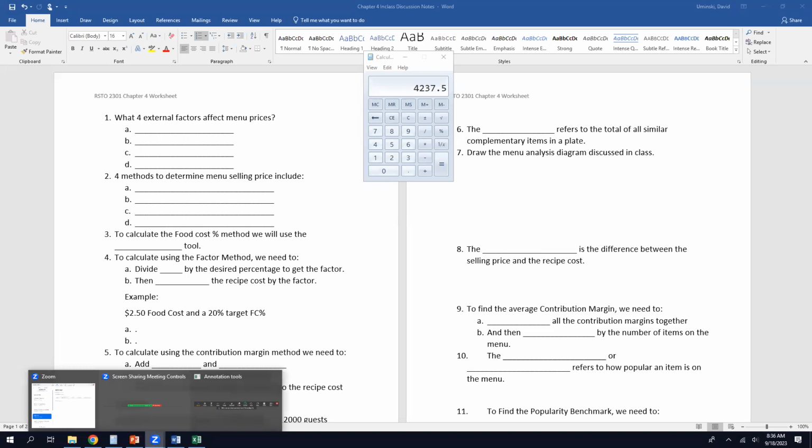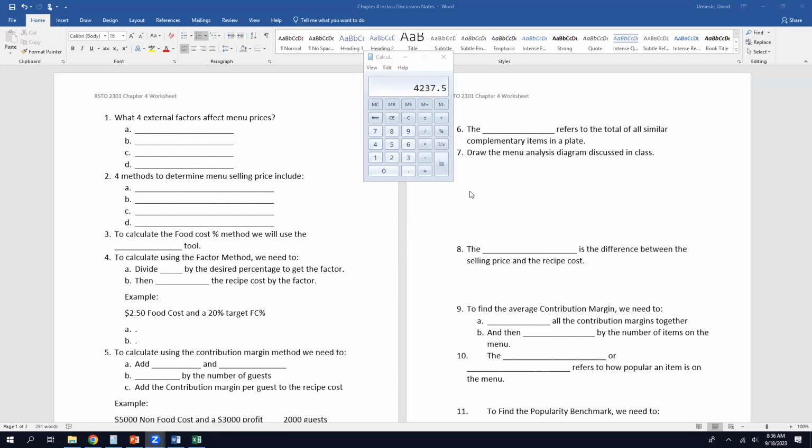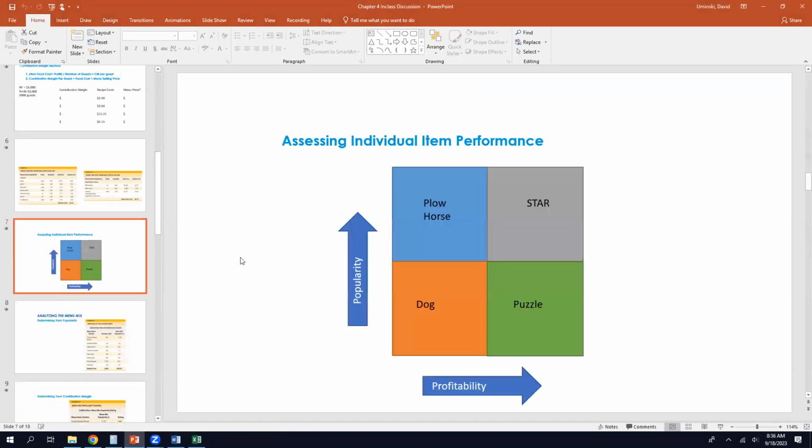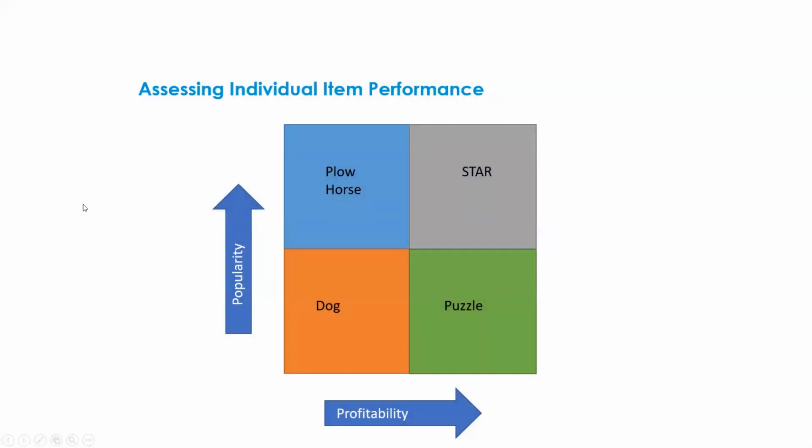We're going to start with number 7 on the in-class discussion notes. The reason why I want to start with number 7 is because we may not get through everything today, but the information we're going to cover from 7 to the end is information that you need for your quiz that's due on Wednesday. There is a quiz that's due on Wednesday.